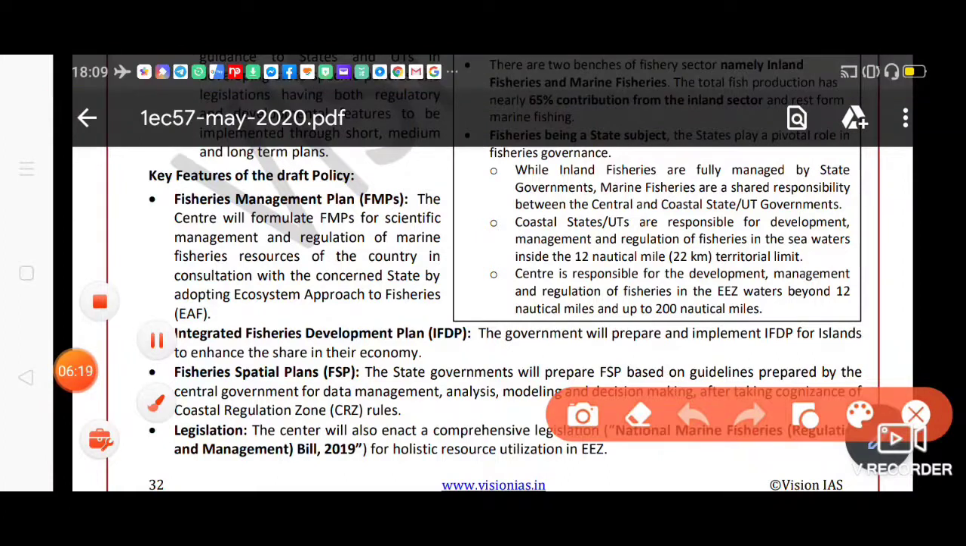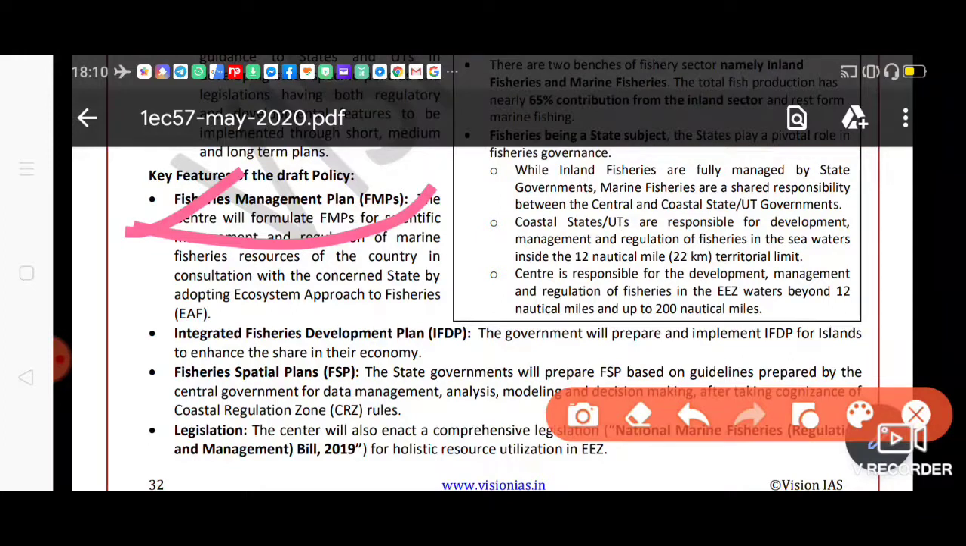So the fisheries management plan, first, will be made. The center will formulate FMPs for scientific management and regulation of marine fisheries resources of the country, in consultation with the concerned states, for adoption of ecosystem approaches to fisheries. So first we have a fisheries management plan which will be made.